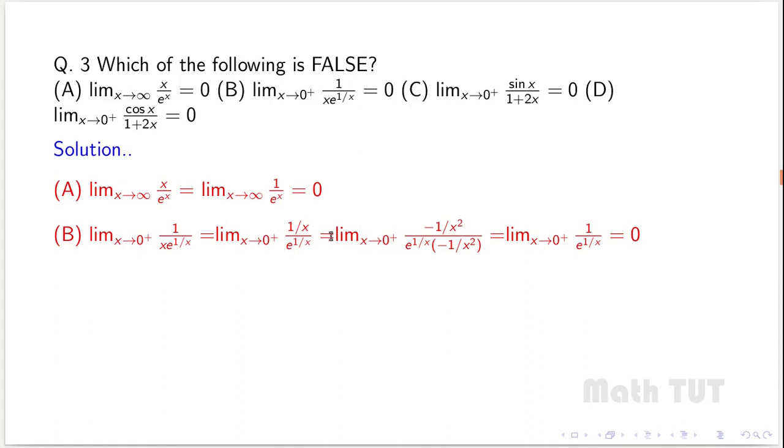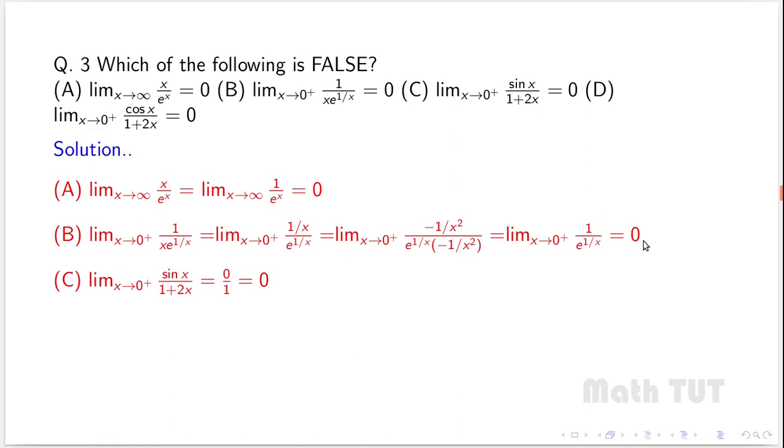Again we have the same case of infinity by infinity form, so we can just differentiate both numerator and denominator, and once you do that, you can cancel out these terms, and what you get is 1 by e power 1 by x, which is again, as x tends to 0 plus, goes to 0, because you can see 1 by x goes to infinity, and e raised to infinity again will go to infinity. So 1 by e raised to infinity will again go to 0. So option B is also true.